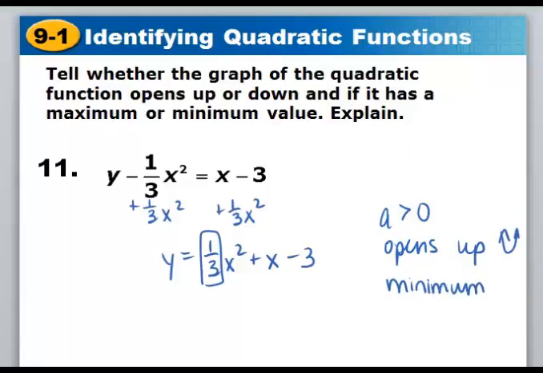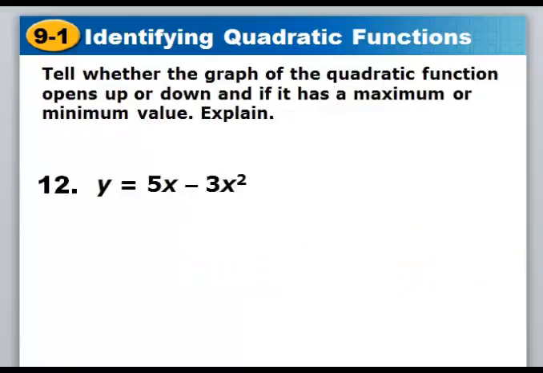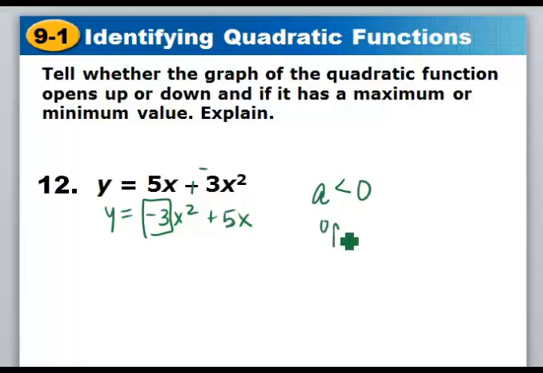Let's try another one. This is not quite in the right form, so I'll go ahead and rewrite this. It's all on the right-hand side, but I'll just rearrange these: ax² + bx, and then there is no c, that's fine. Here's my a value. A is less than 0. So when a is less than 0, I know that it opens down. That means it looks like this, and it has a maximum value.